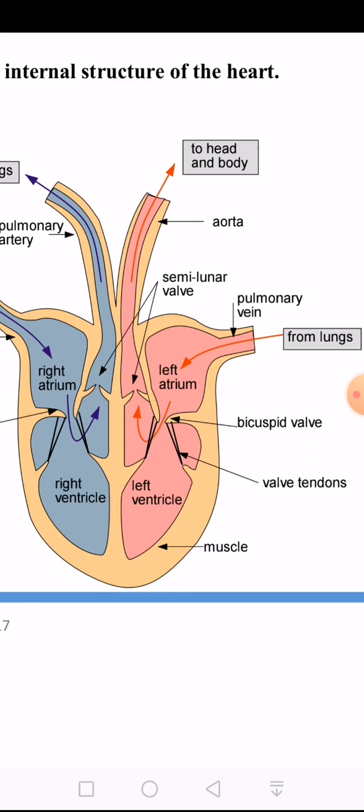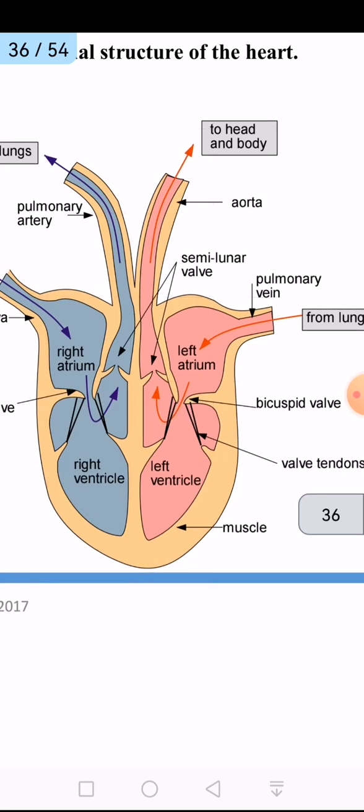Then the function of the left ventricle is to pump oxygenated blood to all parts of the body through the tube called the aorta. Now they can ask you this question: why does the left ventricle have a thicker muscle? Because it pumps blood to all parts of the body at high pressure.